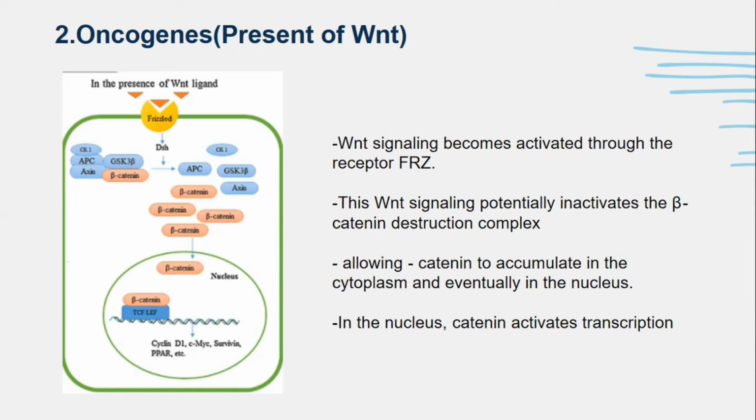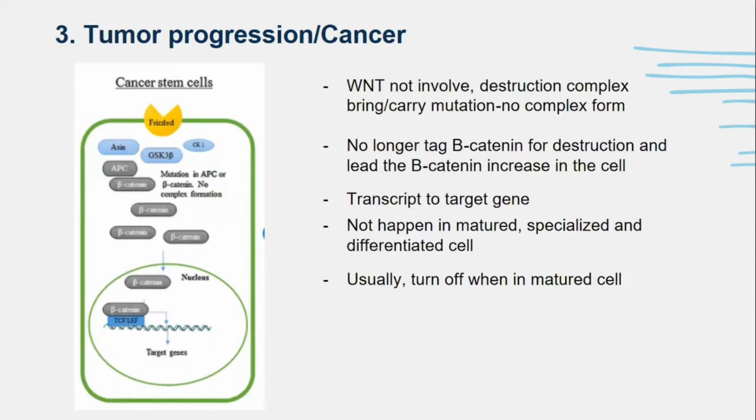And next is tumor cells. Next slide. In tumor progression, there is no presence of the Wnt signal. In the tumor cells, the Wnt pathway may be activated in the absence of the Wnt signal. Most often, a gene that codes for a protein of the destruction complex carries a mutation. As a consequence, the complex disintegrates and can no longer take beta-catenin for destruction. So the level of beta-catenin will also increase here.